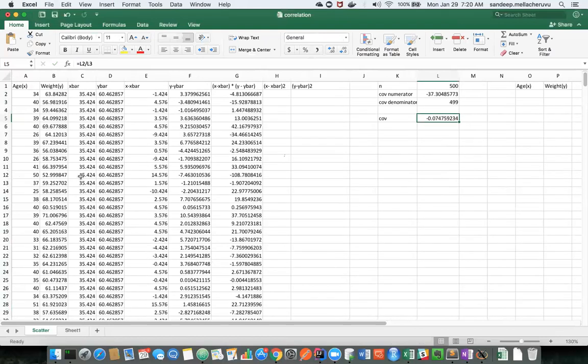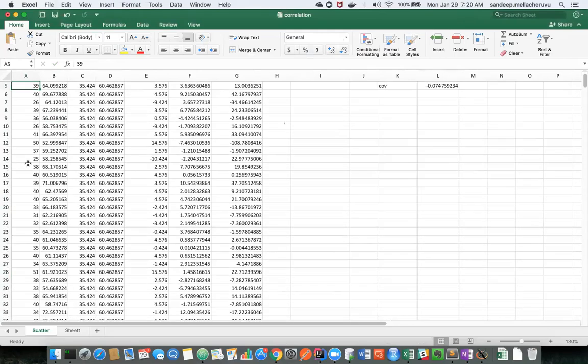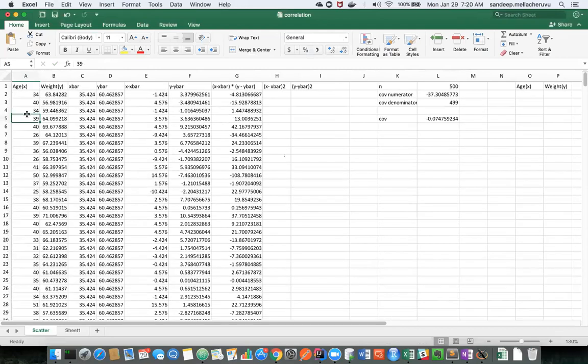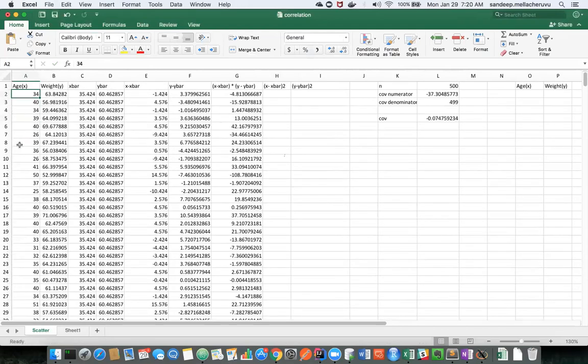Now, based on this, we have identified the covariance formula, and we have also tried to find out the covariance between these two quantities, which is age and weight in this case. Age is in years: 34 years, 40 years, 34 years. Every quantity you can see in this age column represents only one unit, and that unit is age in years.